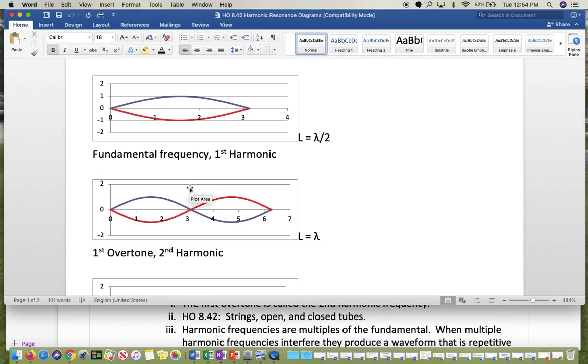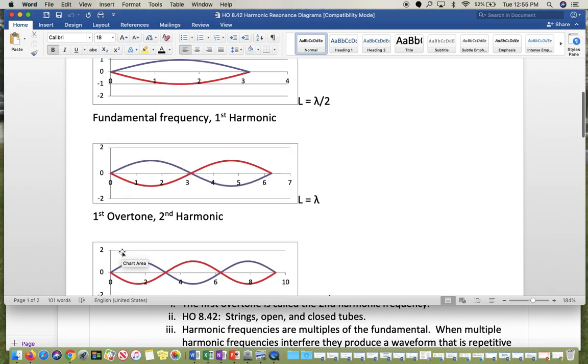If we increase the frequency of this string, we can reach the second mode of vibration. So now we have where it's oscillating up and down here and oscillating up and down here. But if we just focus on the blue line here, notice this is exactly one wavelength. So the length of this string here is lambda. So this is the second harmonic frequency, which is the first overtone of the fundamental.